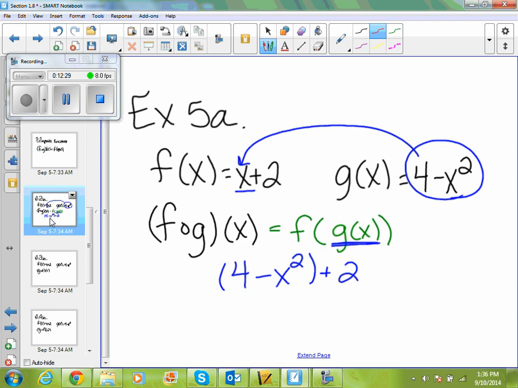So now let's simplify. There's nothing to combine with my minus x squared, but there is stuff to combine with my 4 and my 2, and 4 plus 2 is 6. So f composite g of x would actually be negative x squared plus 6.